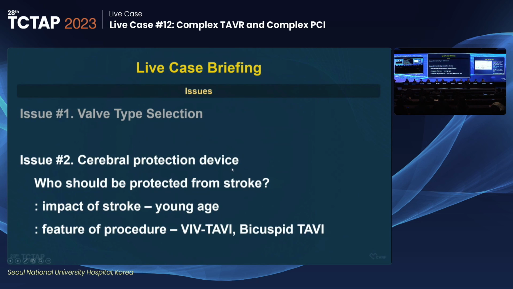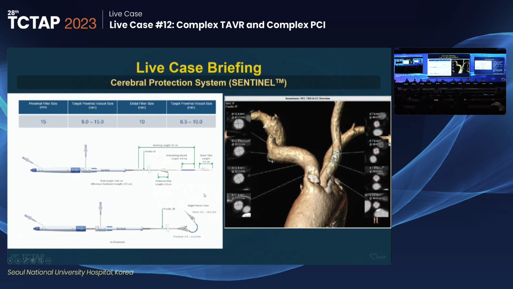Plus, the second issue is the cerebral protection device. Who should be protected from stroke? I consider two factors may determine the necessity of protection. First is the impact of stroke. Young age with long life expectancy should be protected. Future procedures, VIP TAVI and bicuspid TAVI, are always associated with a large amount of tissue embolization. Plus, this patient is only 68 years old. Thus, I decided to use Sentinel to protect the brain.